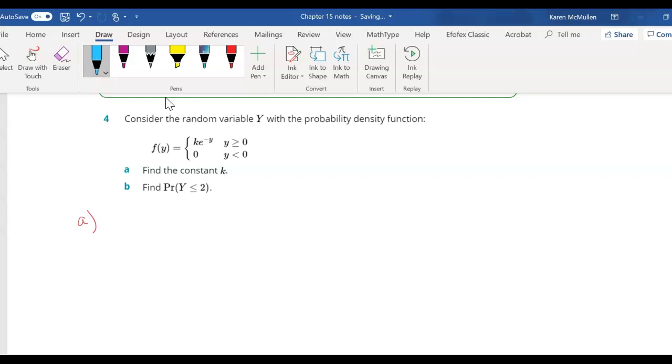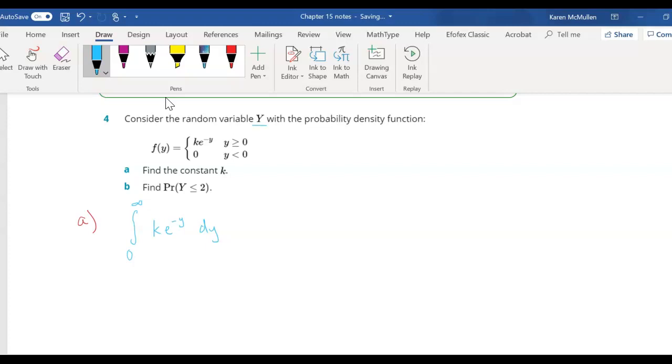Okay, so when we're looking at this hybrid function, we're really only looking at the first function, because we don't need to look at when y is less than 0. They've defined the probability density function as y, but we tend to use x, so don't let that confuse you. If we were to do a definite integral, we're just going from y greater than 0, so from 0 to infinity, and our function is k e negative y, with respect to y, so dy.